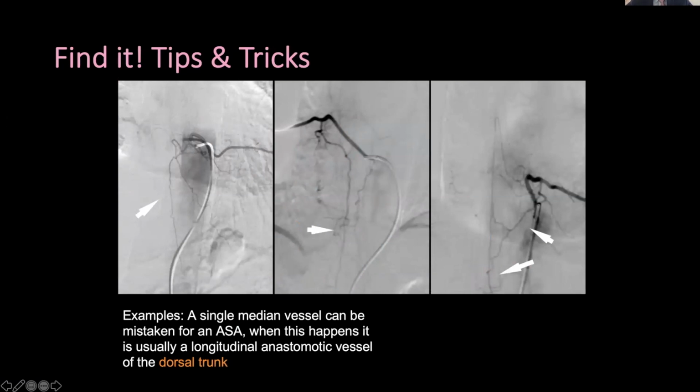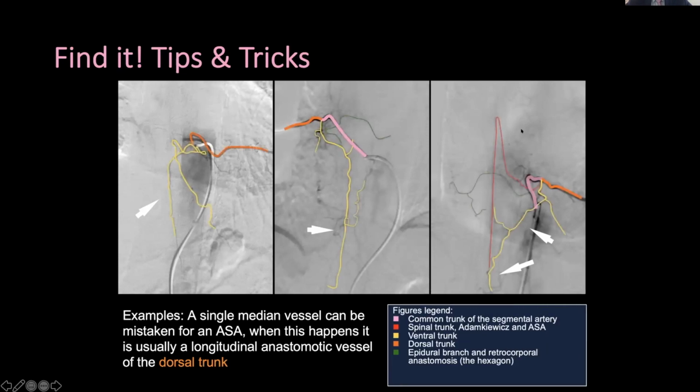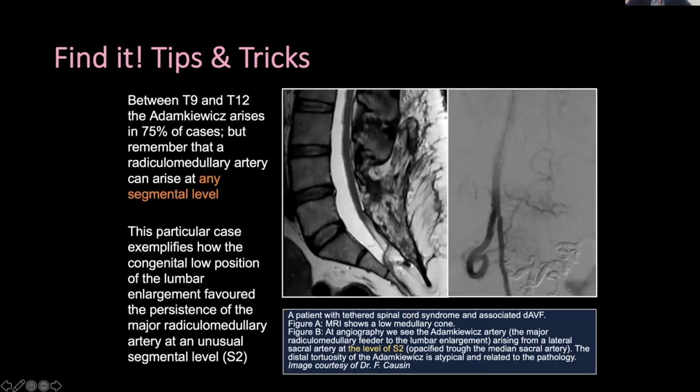This is just an example of getting faked out, thinking that you're seeing the Adamkiewicz when you're not really, and different ways you can figure out what you're actually looking at. This is an example of a dural AVF, and just a reminder to angiographers to be aware that they need to look at all levels of the spine in order to try and find feeders for shunts such as dural arteriovenous fistulae.